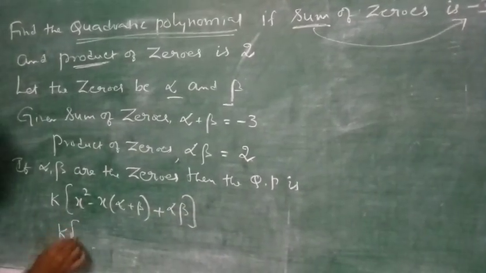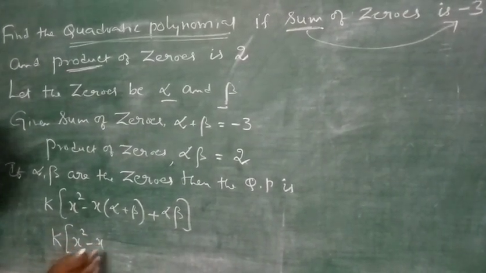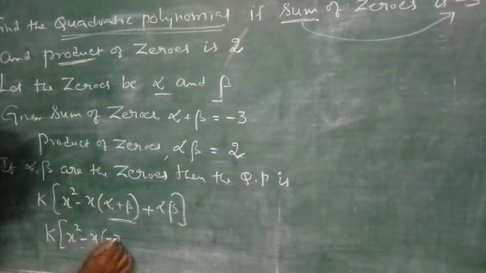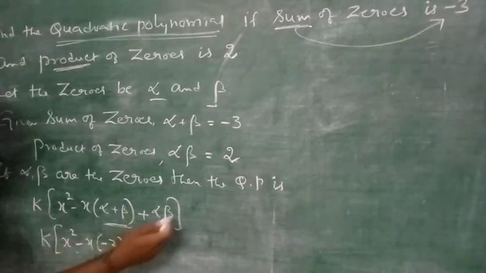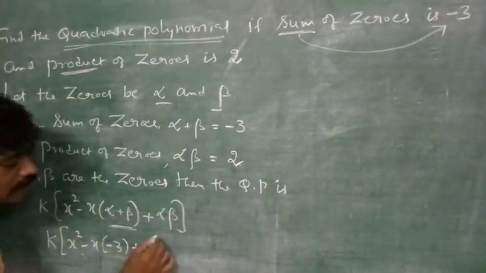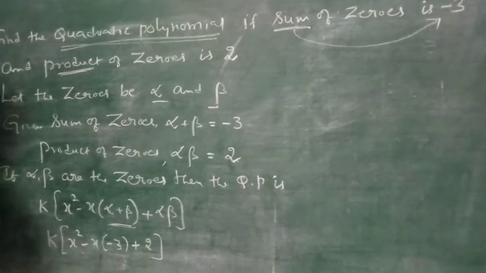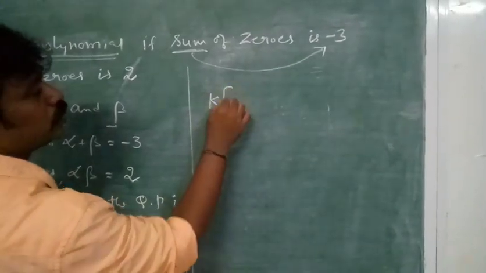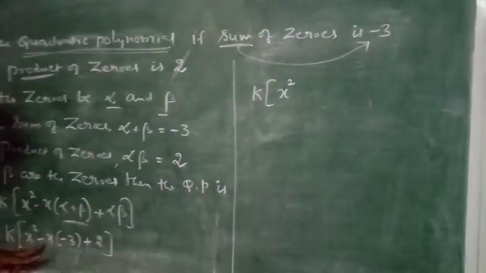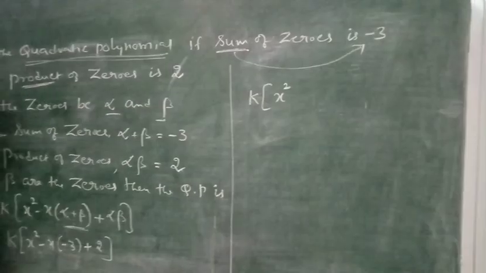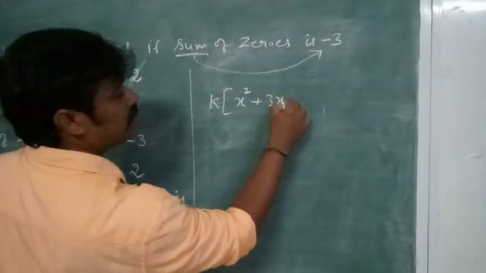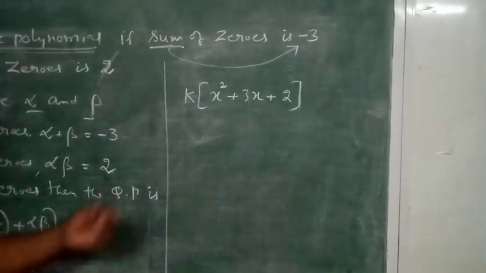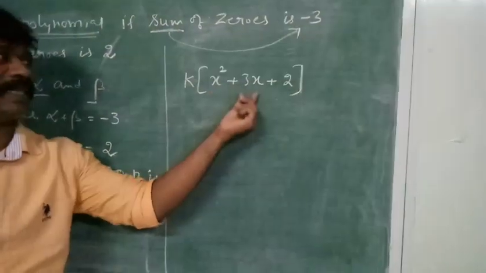So k into x square minus x into, alpha plus beta value is given. How much is it? -3. So substitute here, we get -3 plus alpha beta. Alpha beta value is 2, so in place of alpha beta we write 2. Then multiplying, minus into minus is plus, so plus 3x and then plus 2. So this is the polynomial, that is k into x square plus 3x plus 2.